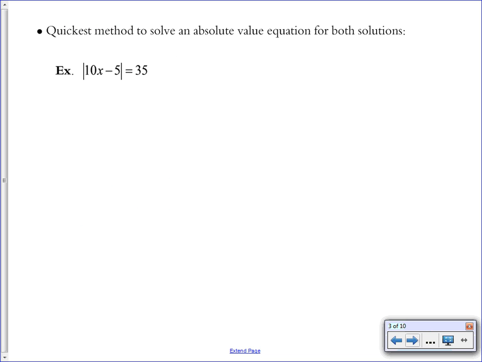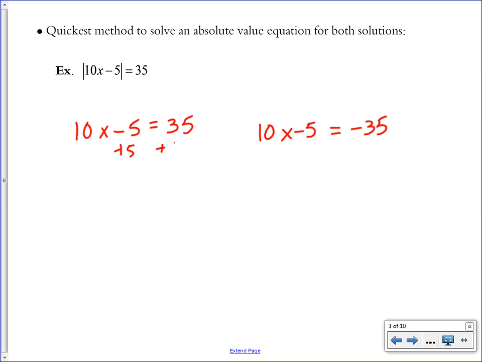So that you don't have to always guess and check, I'm going to show you the quickest method to solve an absolute value equation for both solutions. You have to actually solve it twice. So drop the absolute value symbols and solve it once, coming out to 35, and solve it a second time, coming out to negative 35. So notice I did not change the left side of the equation at all. I changed the right side of the equation, keeping it positive in one of my equations and turning it negative in the other equation. Solve both of these using inverse operations.